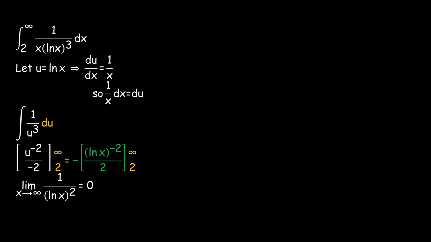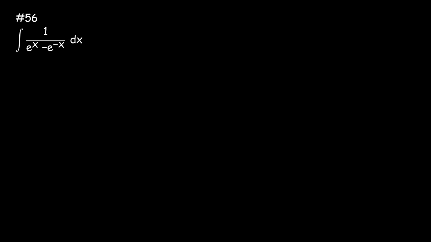And now we just need to find the same function, but this time around replacing x with 2. So we're going to have negative of 0 minus ln 2 to the power minus 2 over 2. And the negative of a negative is a positive, so our final answer will be 1 over 2 ln 2. Okay, it was supposed to be ln 2 all squared. That was a slight mistake. So it's supposed to be 1 over 2 ln 2 all squared.